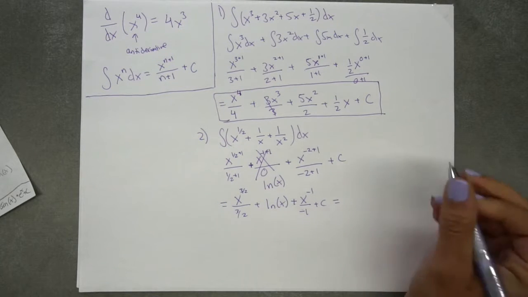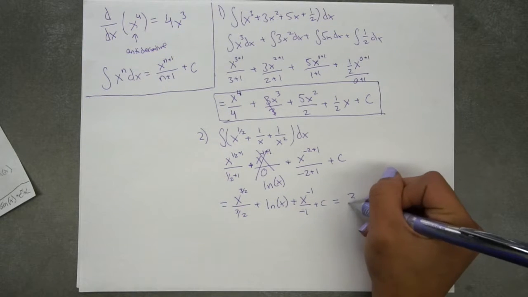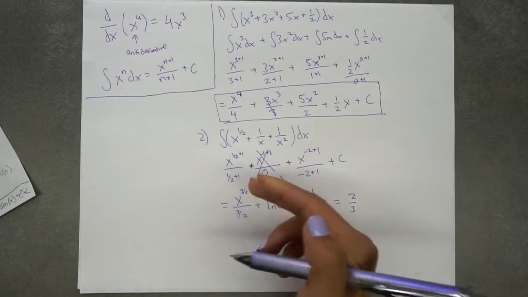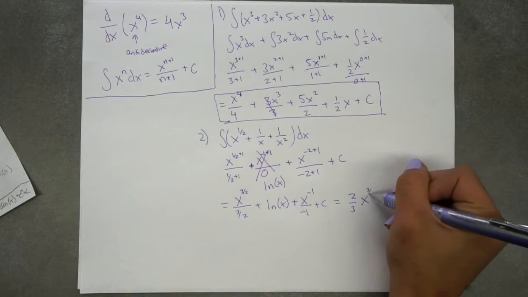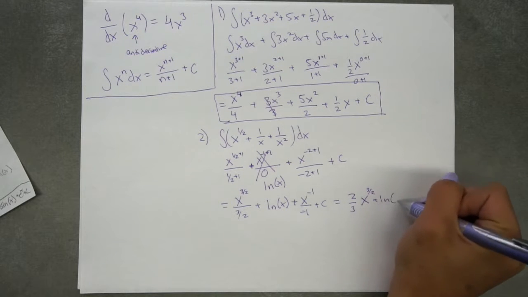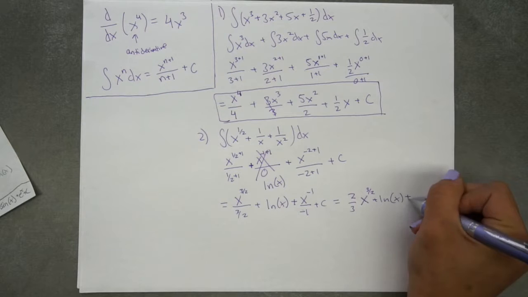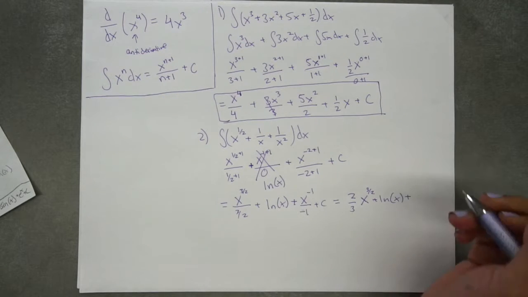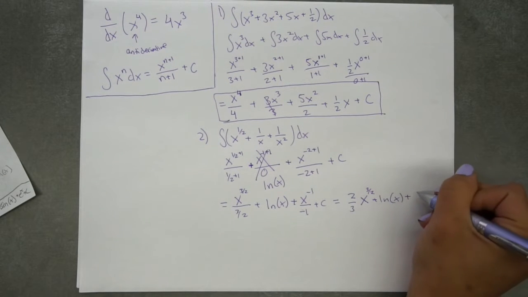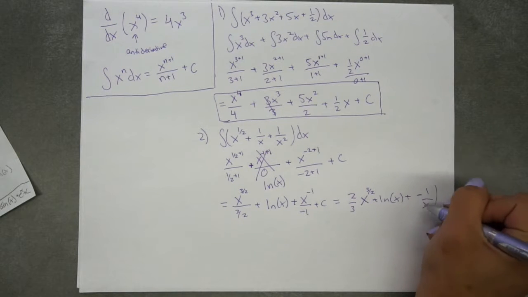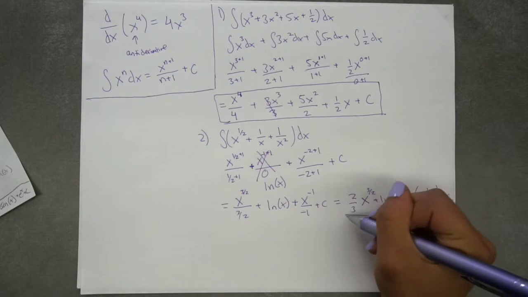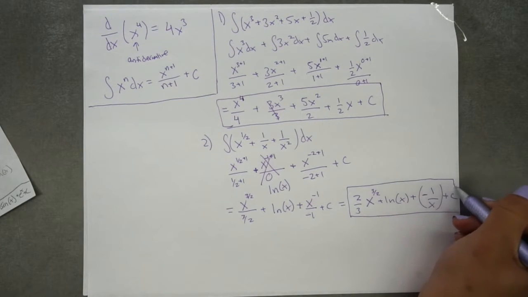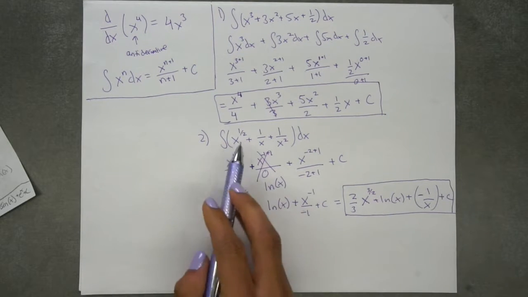And we can rewrite this as 2/3 because you just flip the reciprocal and multiply it by your x. Natural log x plus, we can rewrite the x to the -1 power as 1 over x, and it's negative, so -1 over x plus c. And that is your antiderivative for this function.